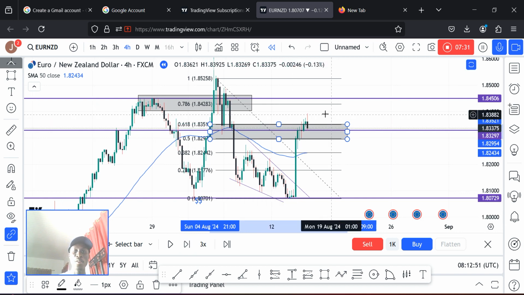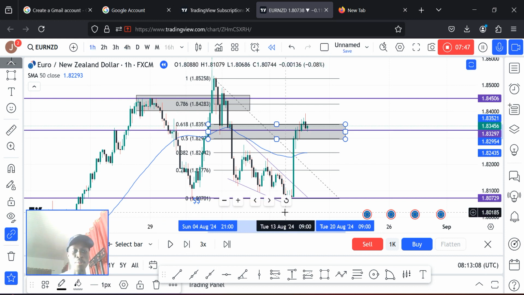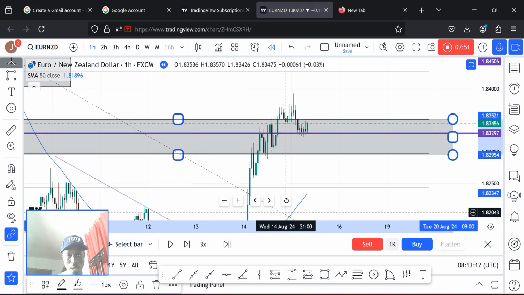So our first confirmation, we have seen a bearish engulfing at this low level. But to me, I'm not satisfied yet. I want to see a stronger candle. So what do we do now? We go to the 1 hour time frame to look at the price action over there.